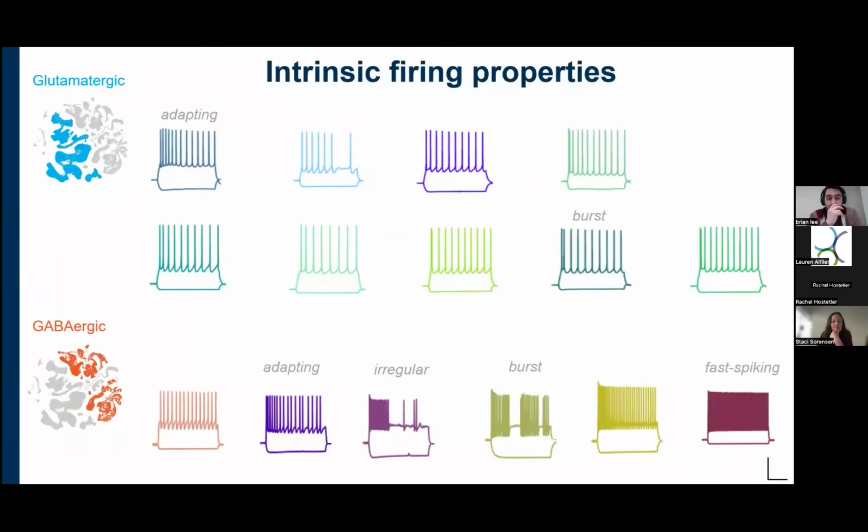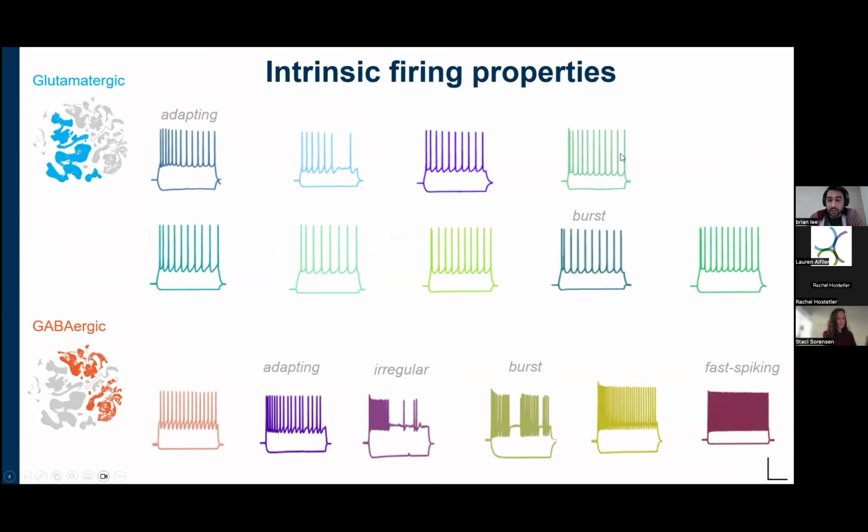So how can we look at these and start to identify how cells may differ or how cells are similar? I have the same traces from the previous slide, sorted by glutamatergic and GABAergic. And hopefully what you can appreciate right off the bat is that GABAergic cells look quite different compared to the glutamatergic. The glutamatergic cells qualitatively look pretty similar.